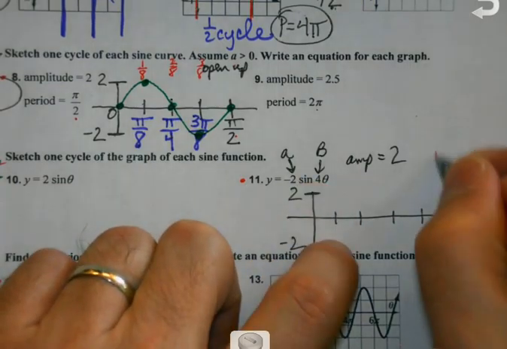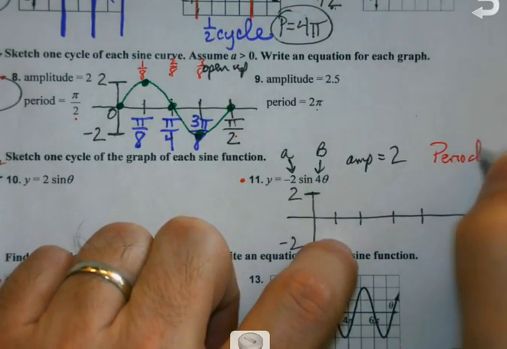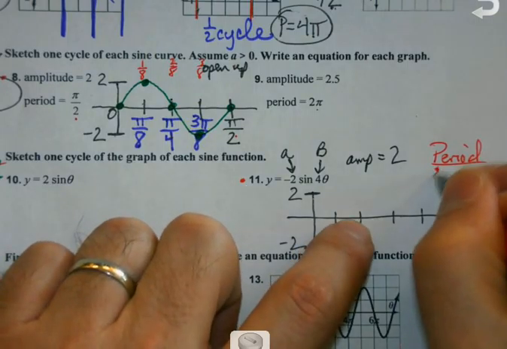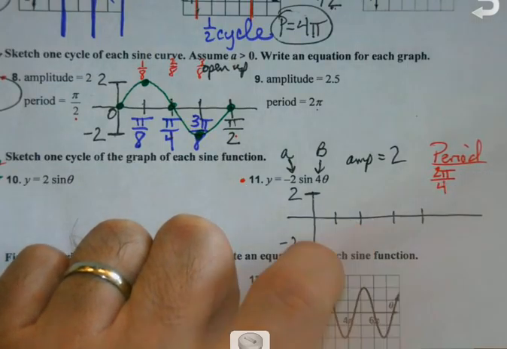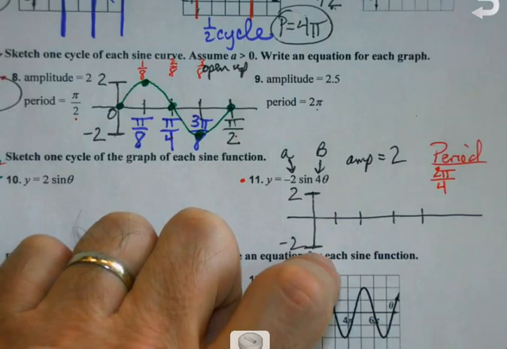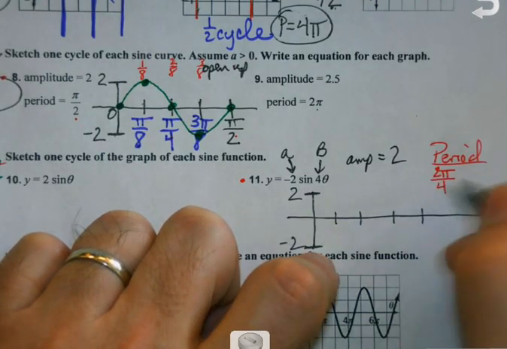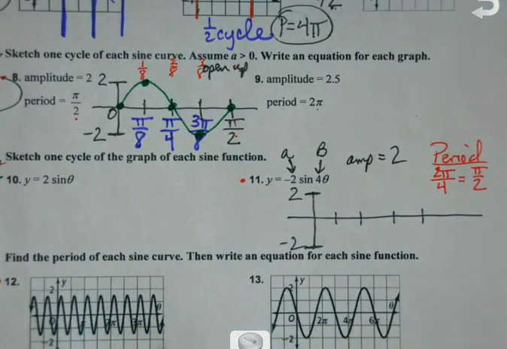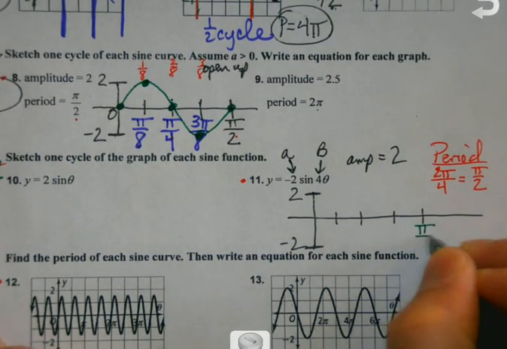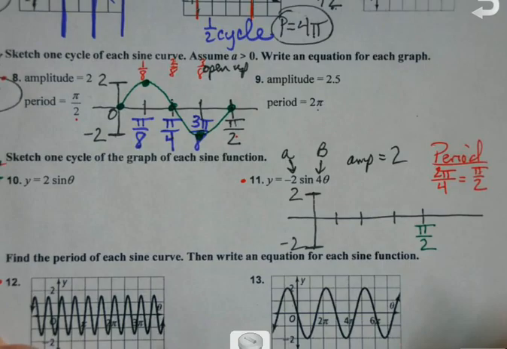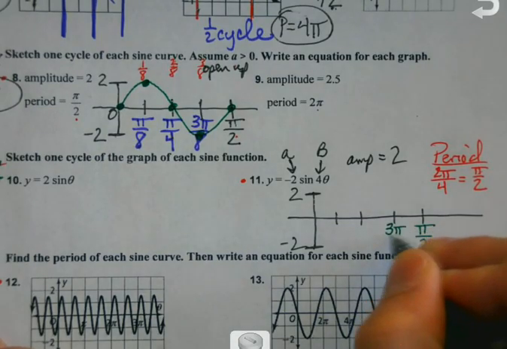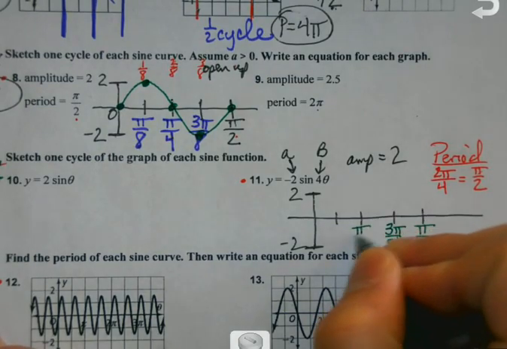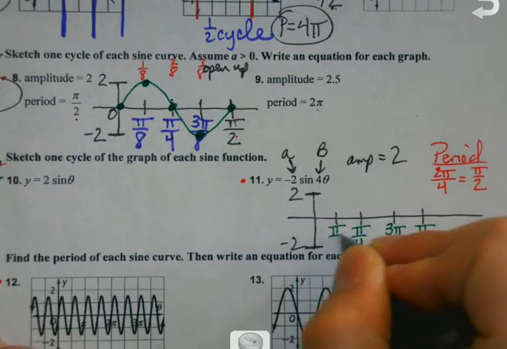So as we start to look at this, okay, if that's my B, my period is going to be 2 pi over B. And then I reduce the fraction. 2 over 4 reduces to 1/2. So my period is pi over 2. Oh, I'm kind of lucky here. You're like, why are you lucky? Because look up at number 8. It looks like we ended up with the same period. So with that being the case, I'm just going to go ahead and fill my other values in.